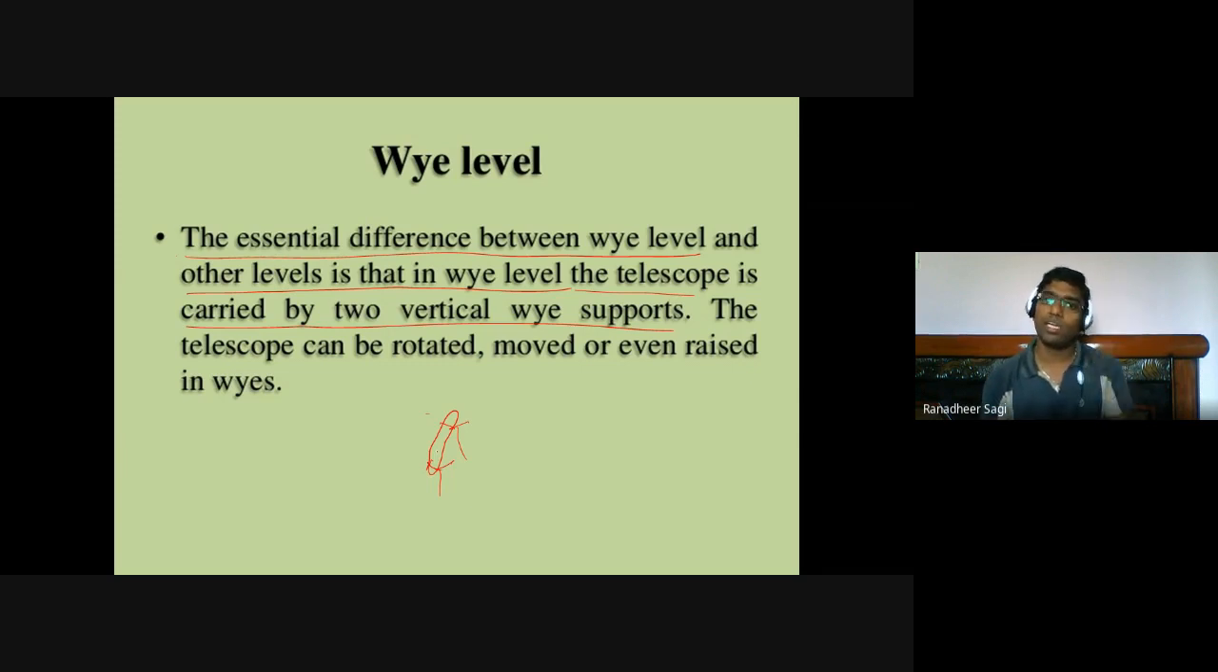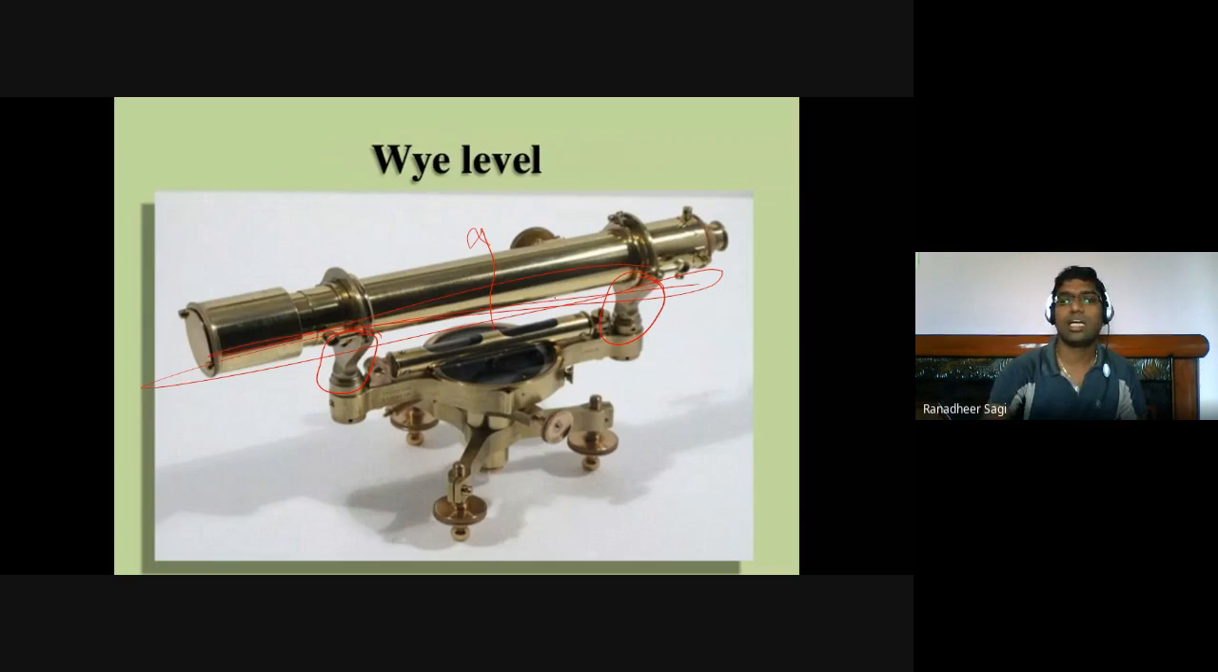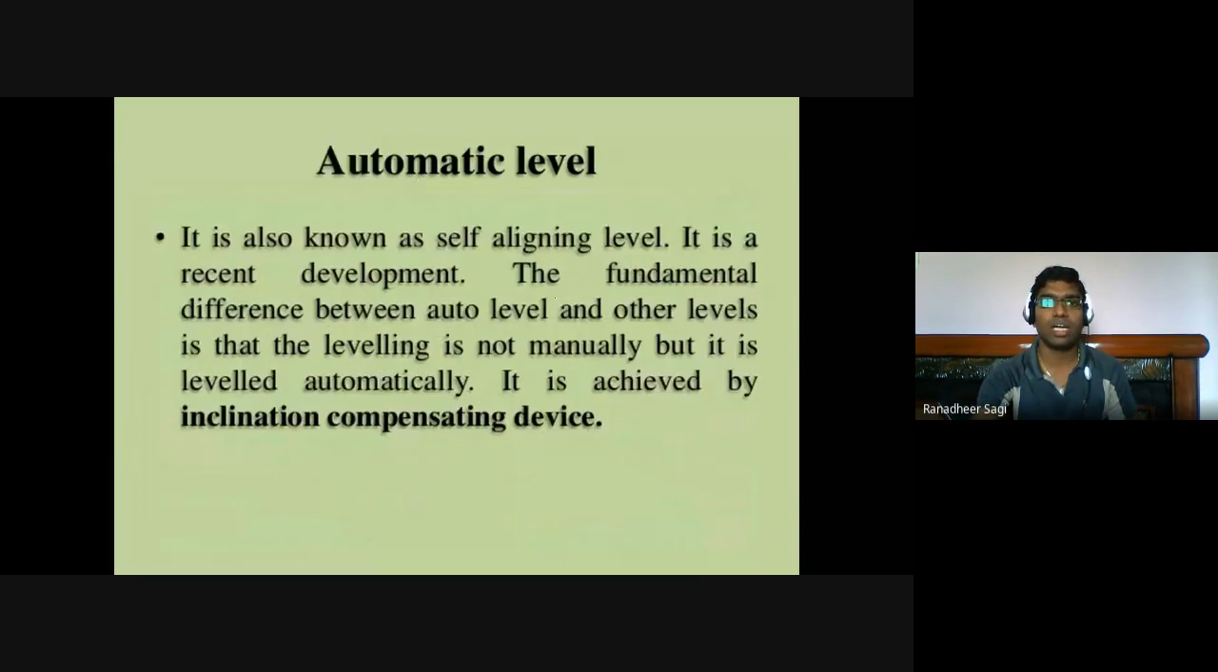The telescope here also in this case can be rotated about your horizontal axis. It can be moved, it can be raised, it can be rotated. So these are your two Y supports. This is one Y support, this is the other Y support on which your telescope is placed. You can see that the telescope can be rotated, moved in the forward or backward direction, or raised in the upward or downward direction. That kind of level is what is called Y level.